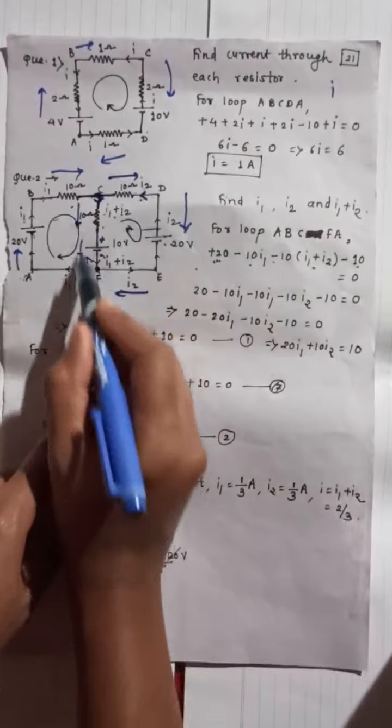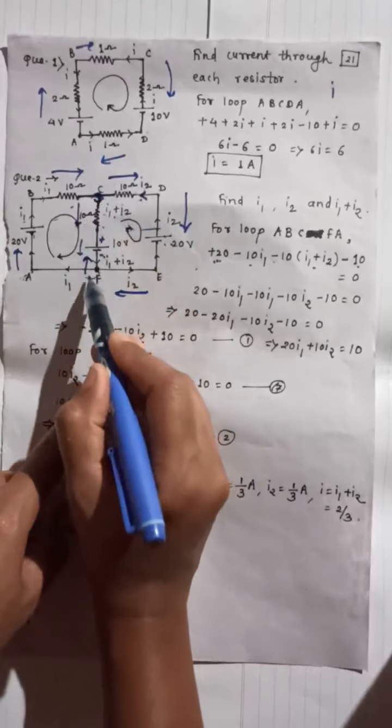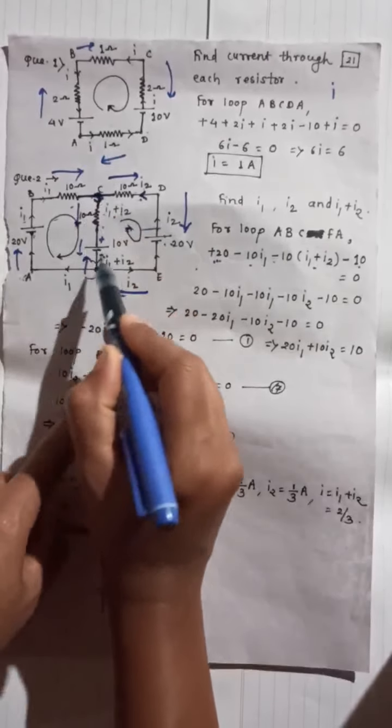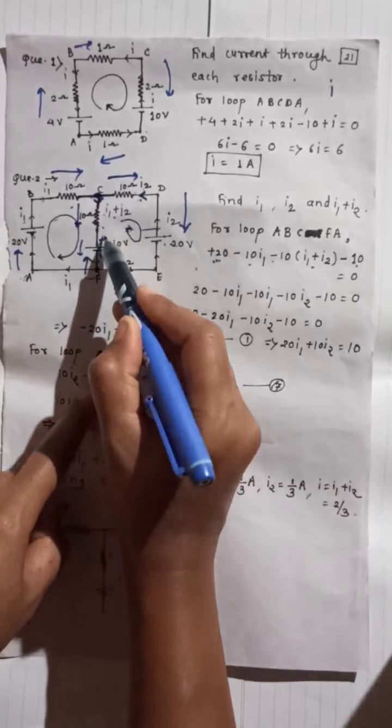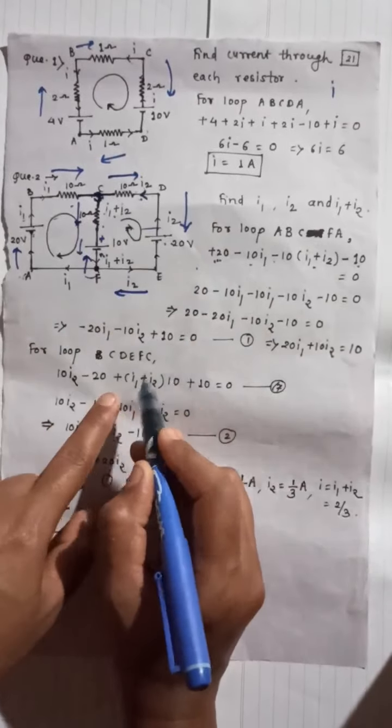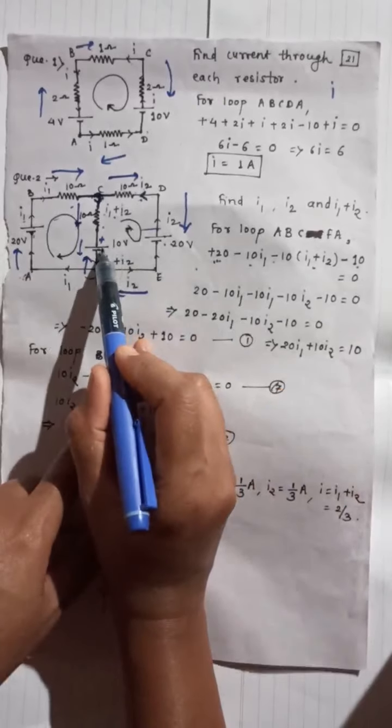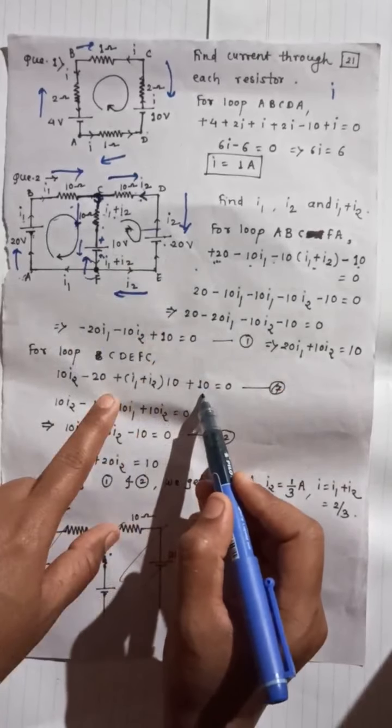Okay, now here we are moving up. Along this direction वरच्या बाजूला निघालोय. पुन्हा सेल आलेला आहे, negative terminal to positive terminal. So this potential, this EMF is nothing but the plus 10.